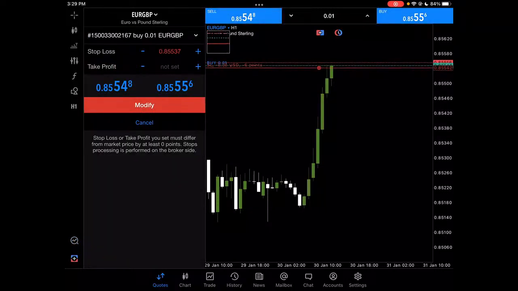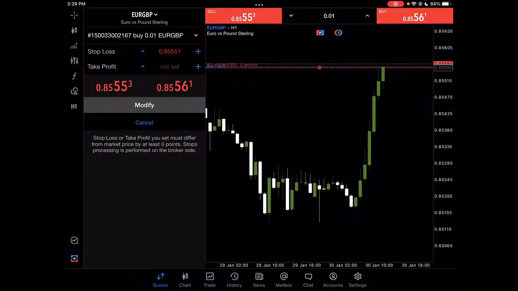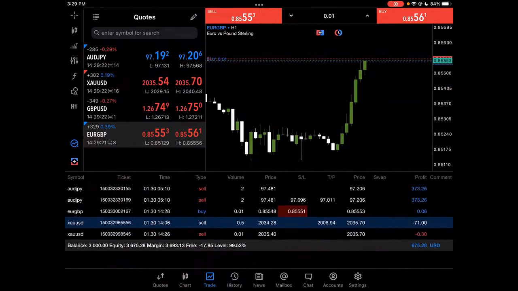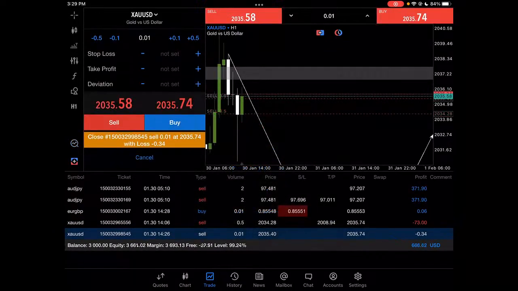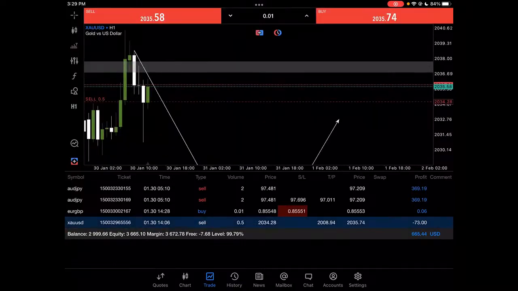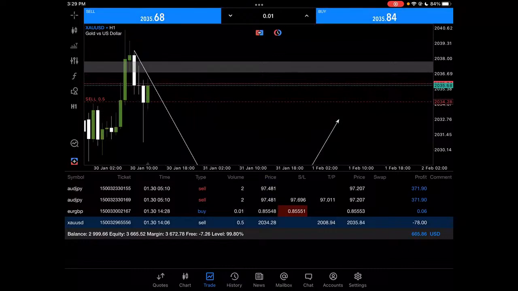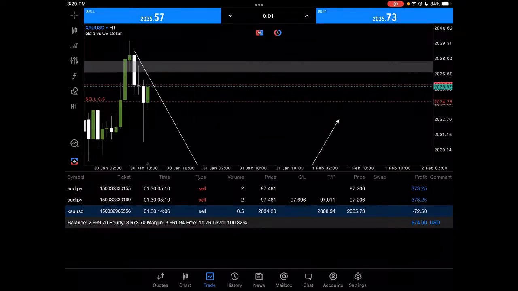let's just put a stop loss anywhere like there. Then we modify. I'm using a tighter stop loss to demonstrate this. Let's just close them manually. Come here and close position. Oh, I closed gold instead.